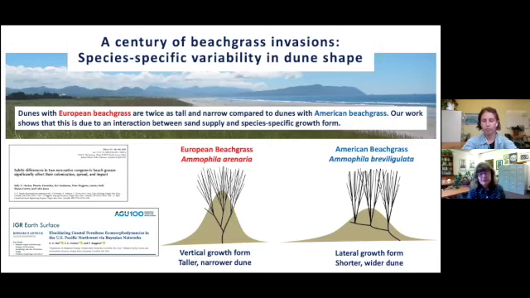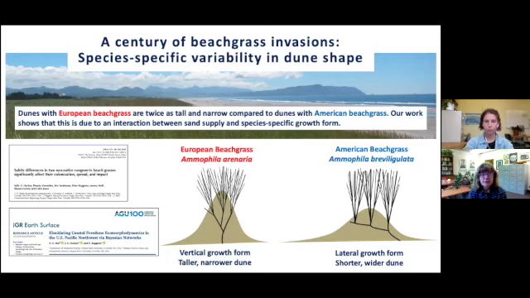And it turns out that even though they look really similar, you might not think that they were very different. They actually have a different way of capturing sand that means that they create different dune shapes. So the research that we've done over the last 15 years has shown that the European beach grass is really good at growing tall and narrow dunes compared to the American beach grass, which is much better at growing laterally and creating shorter, wider dunes.